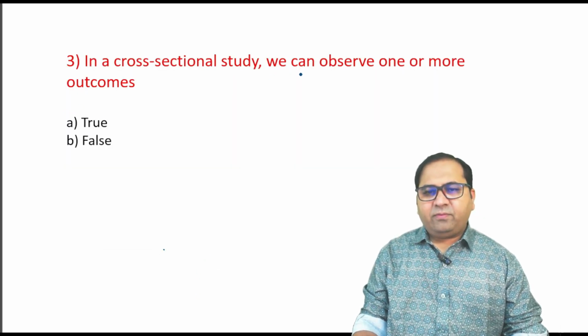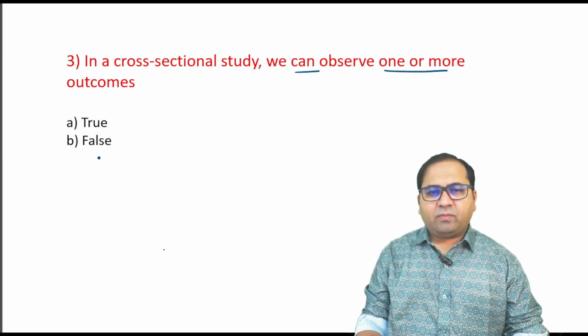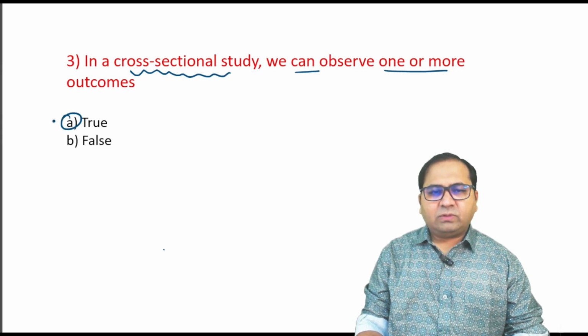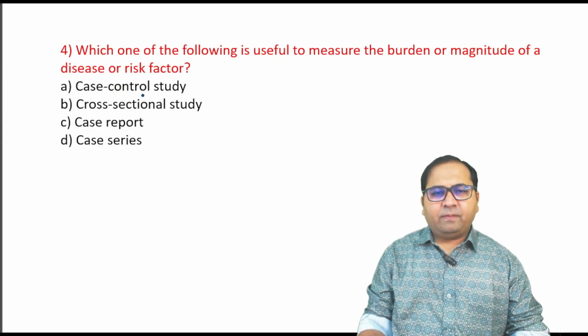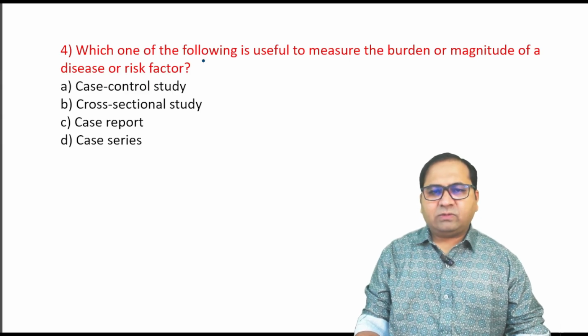In a cross-sectional study, we can observe one or more outcomes. Is it a true statement or a false statement? In a cross-sectional study, definitely it is a true statement. It can be either one or more outcomes. Now, let us see the next question.